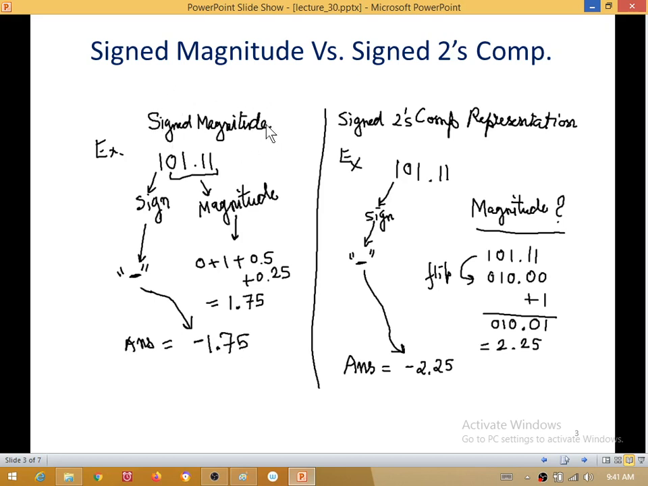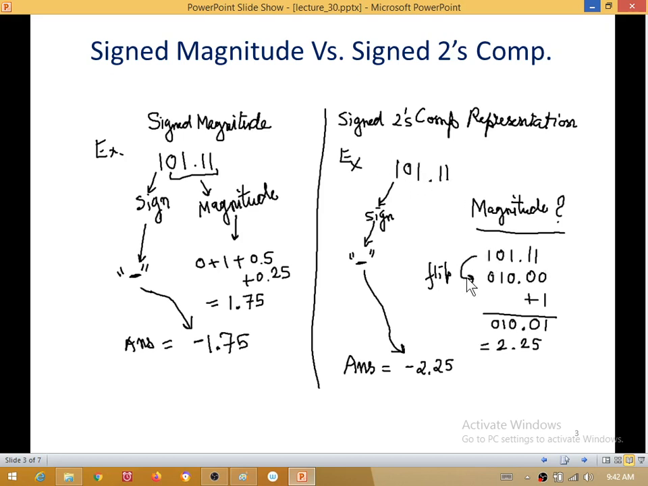As opposed to signed magnitude representation, if we take a look at signed 2's complement representation, I again choose the same number over here, 101.11. In this case also the first digit is the sign indication digit. So if it is a 1, it means that it is a negative number, that is for sure. However, how do we calculate the value or the magnitude of this number? So what you then do as opposed to this one is that you take the whole number. You take the whole number to figure out what is the magnitude. You don't neglect this. Start with the whole number.